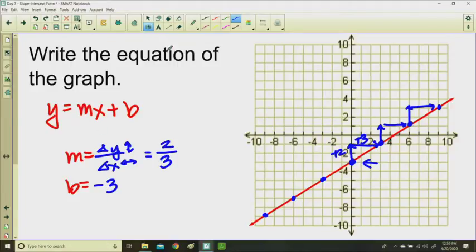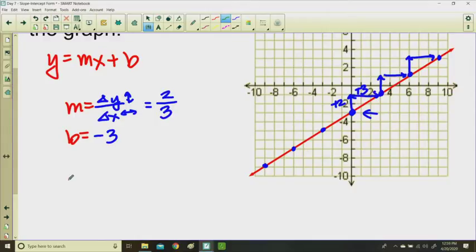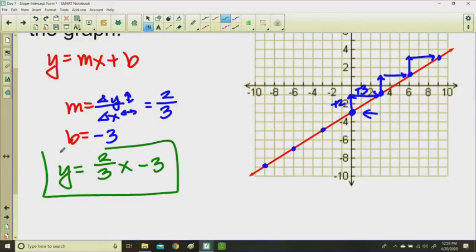Now I'm not done. We have to actually put this into an equation. Remember, it's y equals mx plus b. So y is equal to m, which is our slope, 2 over 3, x, then our y-intercept plus b, which is going to be negative 3, so y equals 2 over 3 x minus 3. There you go. That's your equation.